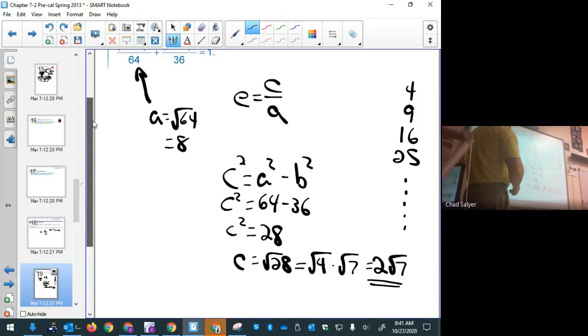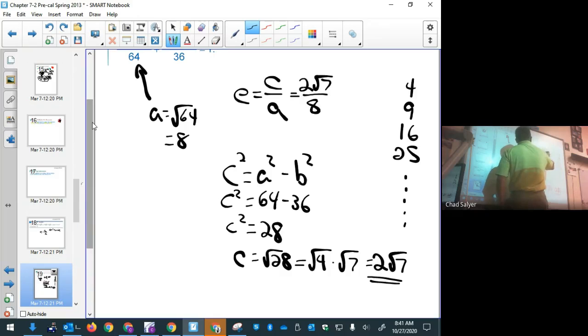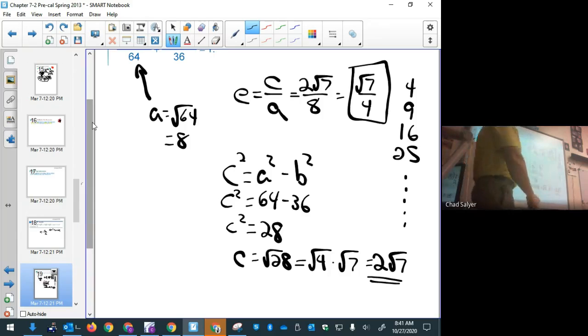Okay, so now we're ready. We got A and we got C. So this is 2 on the square root of 7 over 8. That's not what you would see on the list of answers, though, because it's still not fully reduced. Because 2 goes into 2 once and into 8 4 times. Radical 7 over 4 is what you would see.